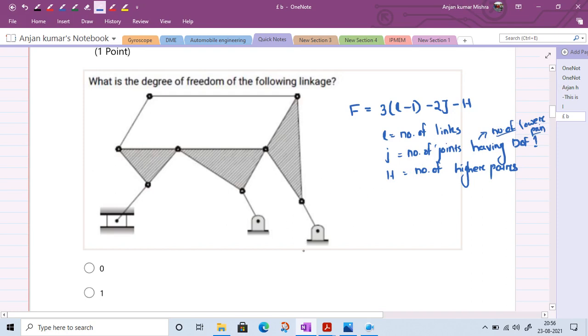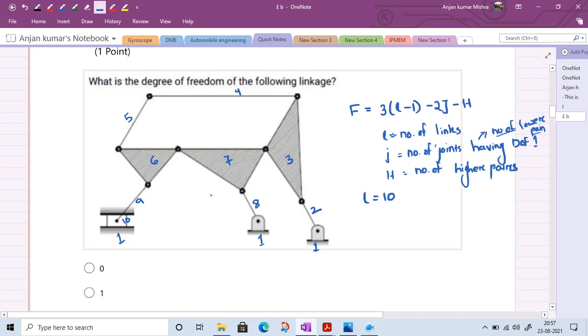So we just have to calculate first the number of links. The number of links is equal to, this is the fixed one, that is 1. We will denote this fixed one as 1. So this will be 2, this is 3, this is 4, this is 5, this is 6, this is 7, this is 8, this is 9, and this sliding one is 10 here. So the number of links is equal to 10 here.